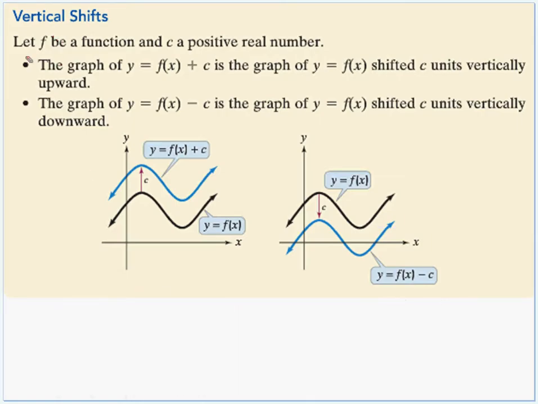So vertical shifts: let f be a function, c is some positive real number. The graph of y equals f of x plus c is the graph of y equals f of x shifted c units vertically upward. So if we're adding a constant, it's a shift up. If that is minus a constant, it's a shift down.